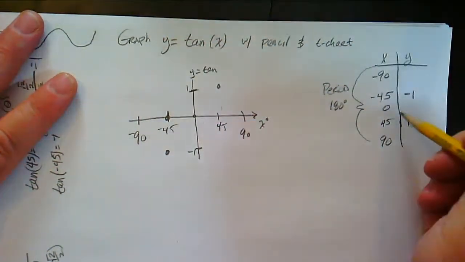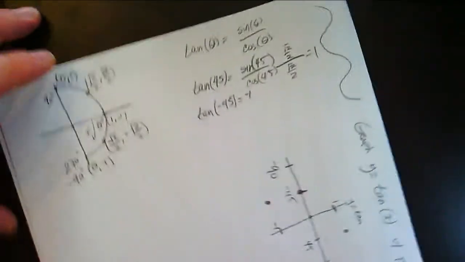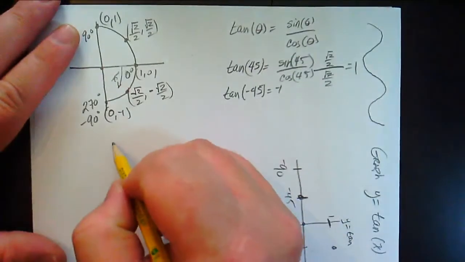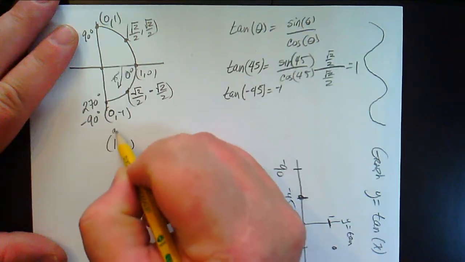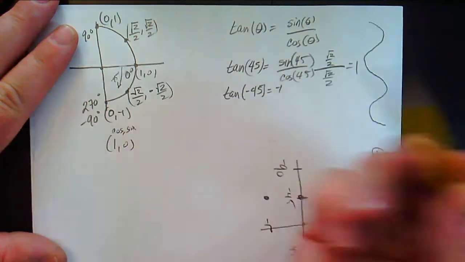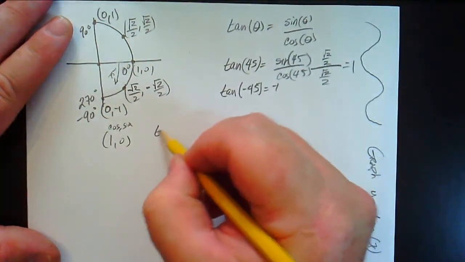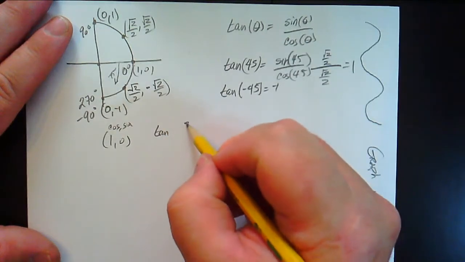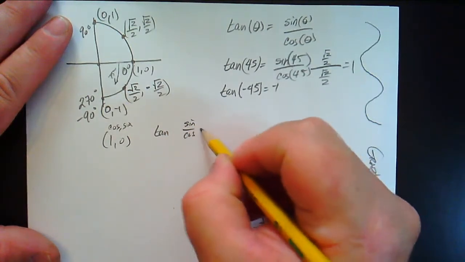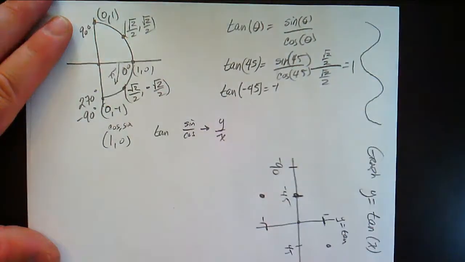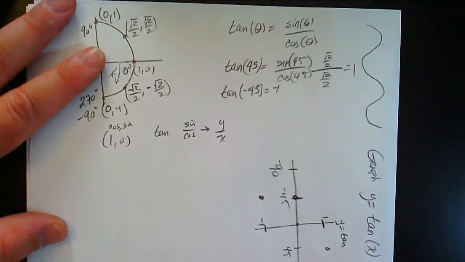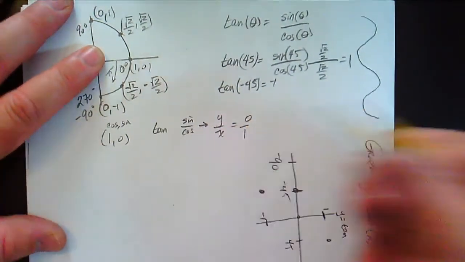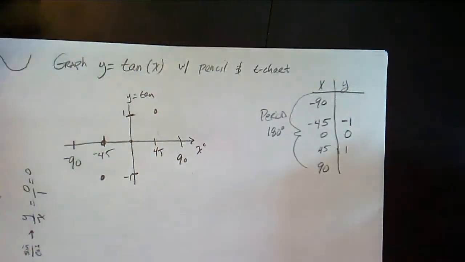Now let's talk about what happens at 0. At 0, our coordinate is 1, 0. That's cosine, sine. And tangent is sine over cosine, so on the unit circle it's y over x. So here, that's 0 over 1, which is just equal to 0. No problems there. And maybe you can see now where the trouble is going to come in.